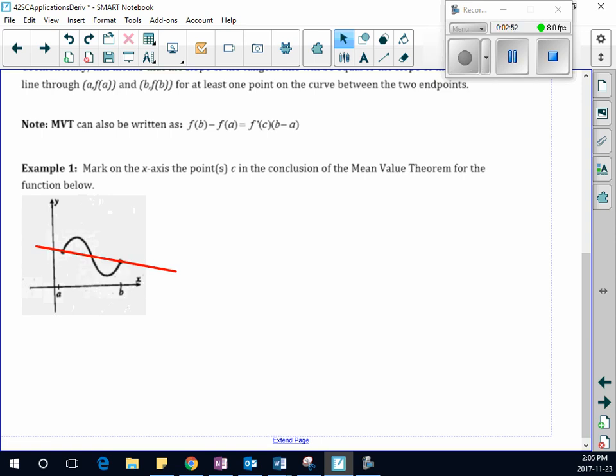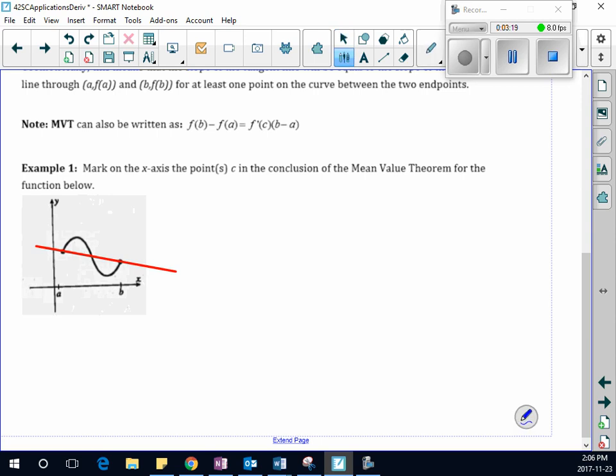So can you find a point c that would have the same slope when you make that tangent line? What do you mean by in the middle? Like right here? But just so you know, the tangent line here would be going like this. It has to be the same slope.